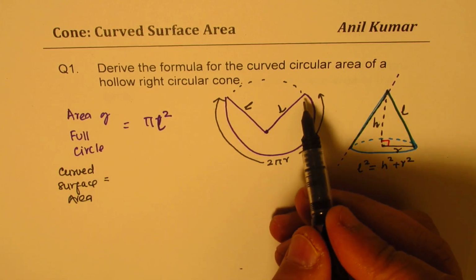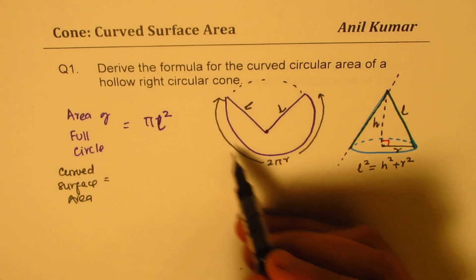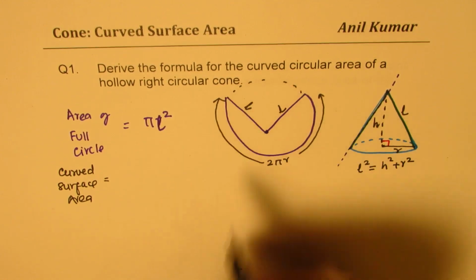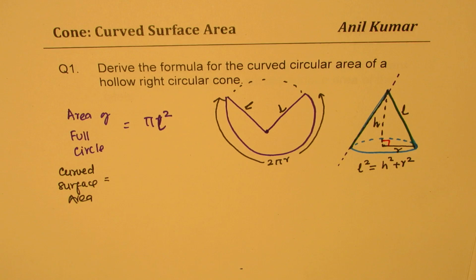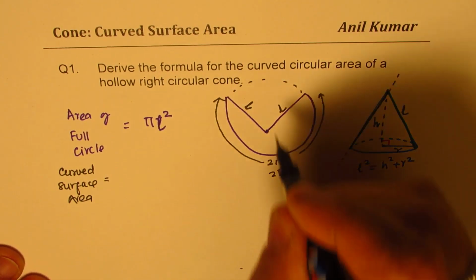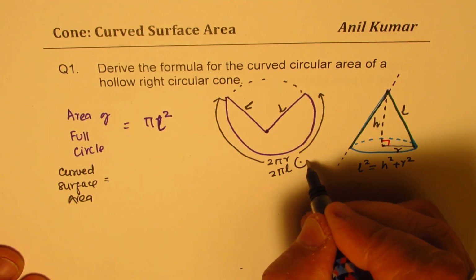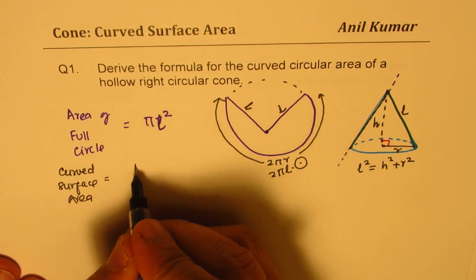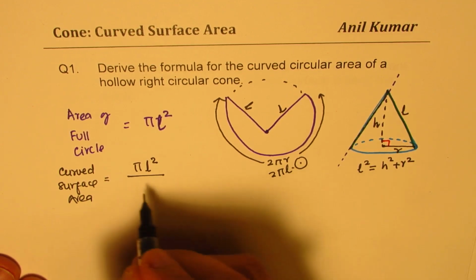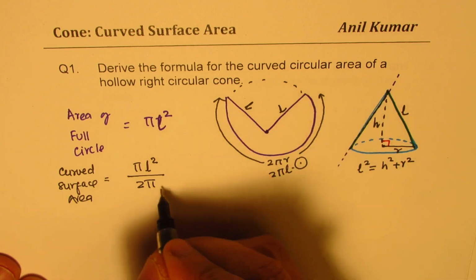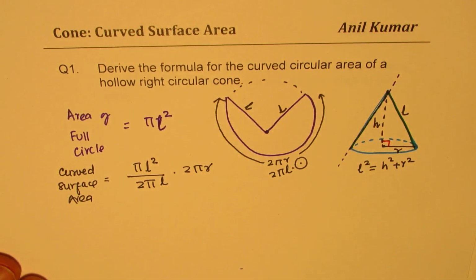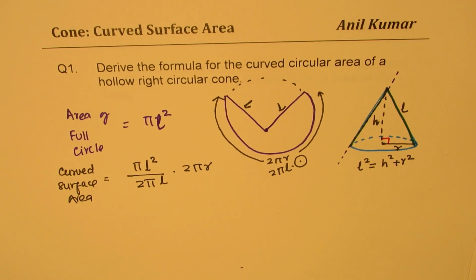That will be in the ratio of what we have to the total, correct? So what we have is only 2 pi r, and the total was 2 pi l. So the total will be 2 pi l, which is the full circle. So it will be pi l square divided by 2 pi l, which is the full circle, times what we have, which is 2 pi r. Does it make sense to you? So that is how we get the formula.